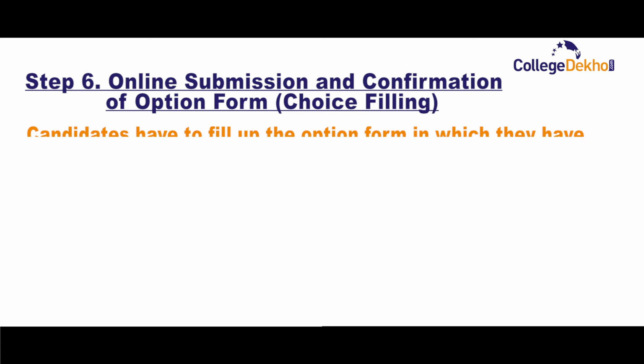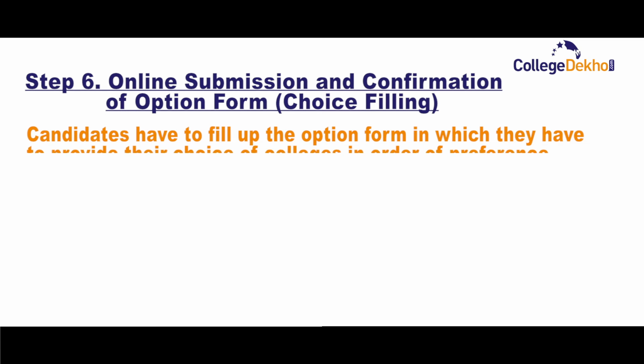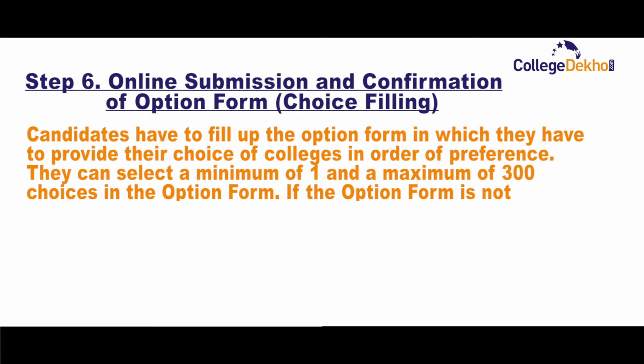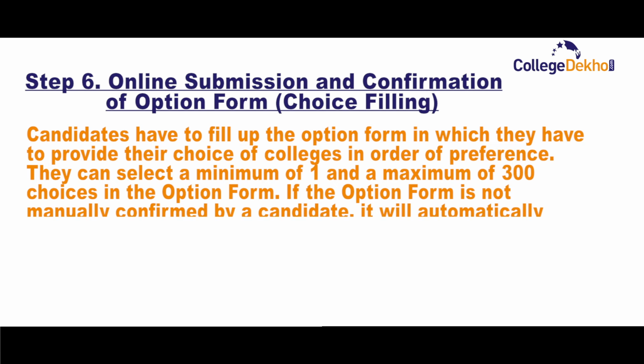Candidates have to fill up the option form in which they will have to provide their choice of colleges in order of preference. They can select a minimum of 1 and a maximum of 300 choices in the option form. If the option form is not manually confirmed by a candidate, it will automatically be confirmed on the deadline.